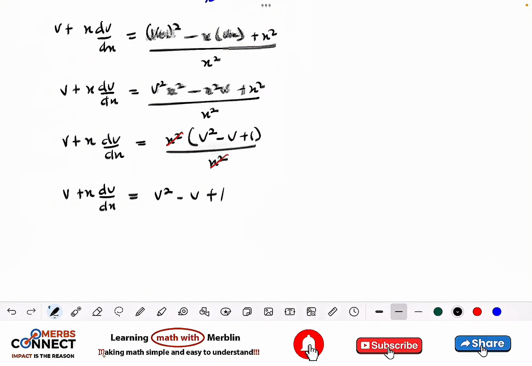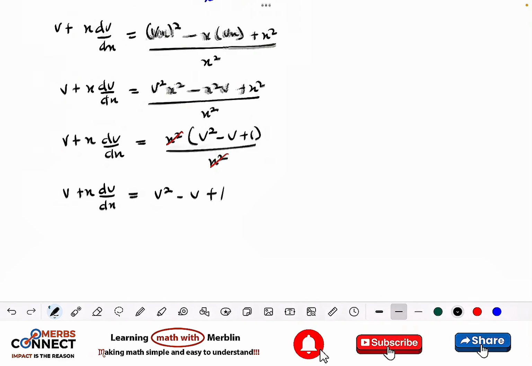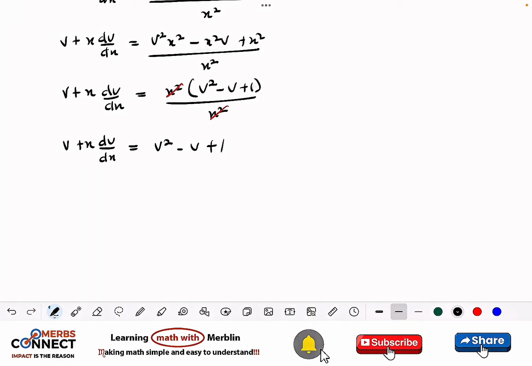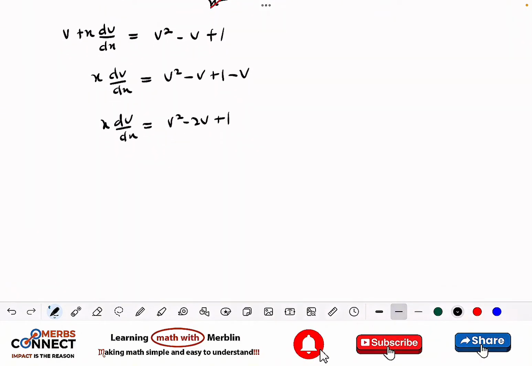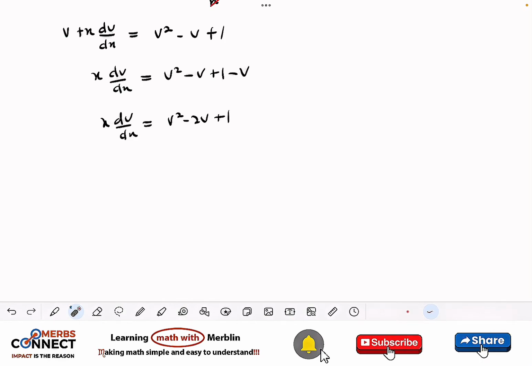So now we can think about the separable method, the way of solving separable. So we need to group v to dv, and then x to dx. So v squared minus v plus 1 minus v again. So I just move this guy to the right, and I'm going to have x dv over dx, which is the same as v squared minus 2v plus 1. And what am I going to do? I'm going to try to basically group like terms: v function with the dv, and then x function with the dx.